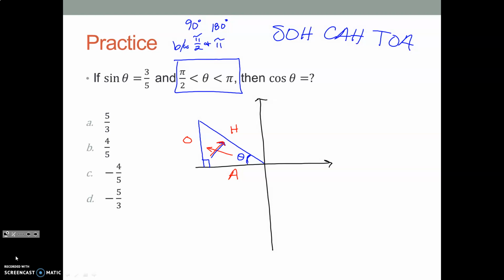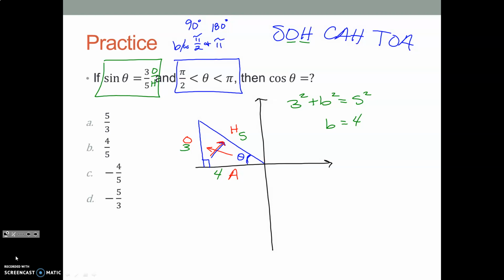Okay, and we are given that sine theta is 3/5. Sine is opposite over hypotenuse, so my opposite side is 3, and my hypotenuse is 5. So what does my adjacent need to be? Well, you can do your Pythagorean theorem if you want. 3 squared plus b squared equals 5 squared. When you work that down, you're going to find that b equals 4, and that is because this is a 3, 4, 5 triangle.